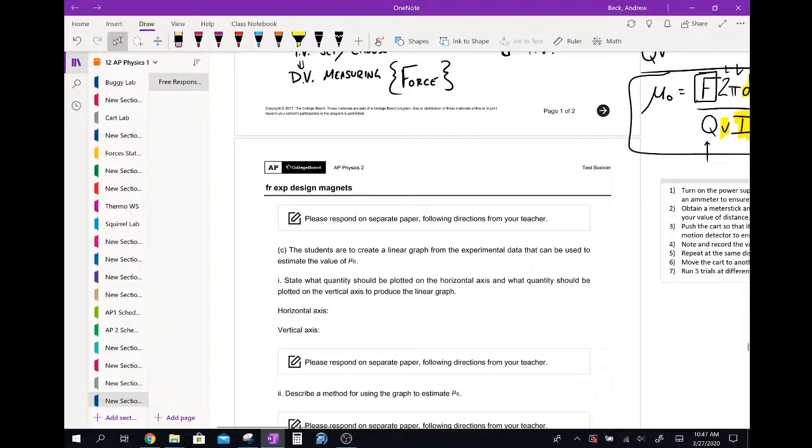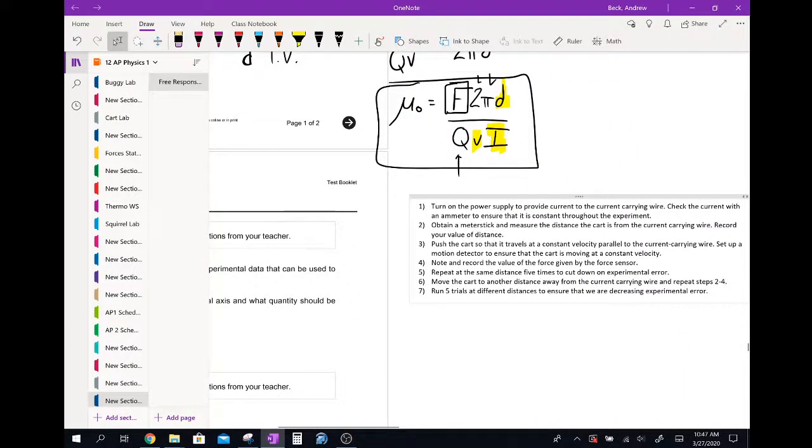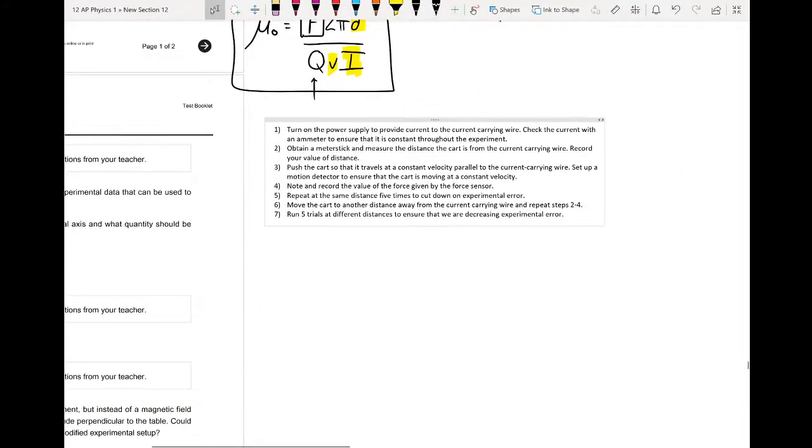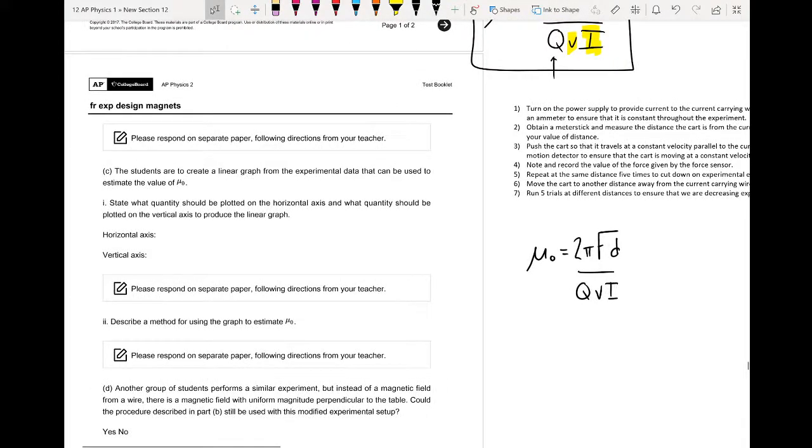So then the students are to create a linear graph from the experimental data that can be used to estimate the value of mu naught. So what we're going to set up is a linear graph, and then our slope is going to have to be our value of mu naught, or the mu naught is going to have to be included into the slope. So what we said earlier was we have this equation for mu naught that says mu naught equals 2 pi F times d over q v i. So we know that this is going to be linear, so all we have to do is set this up so that it's going to be linear.